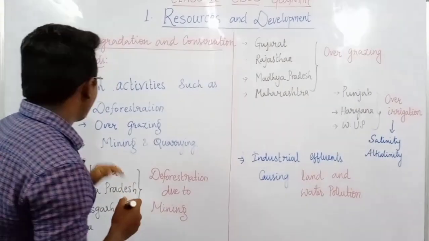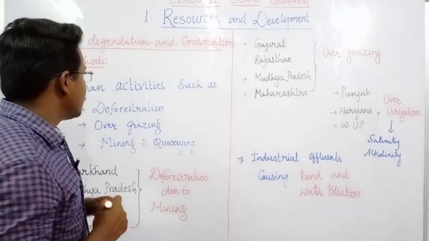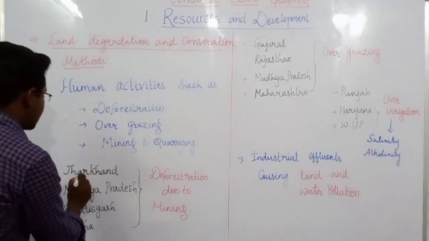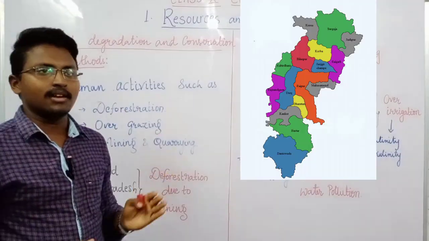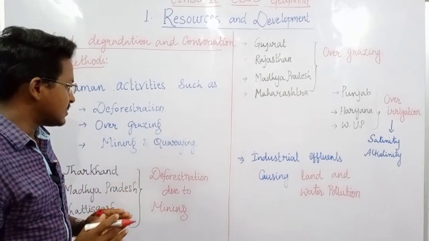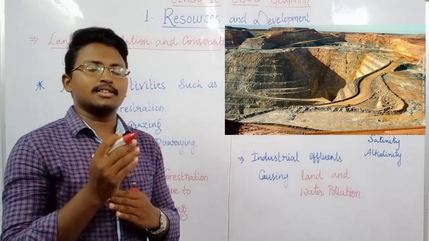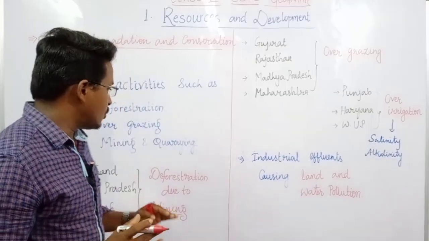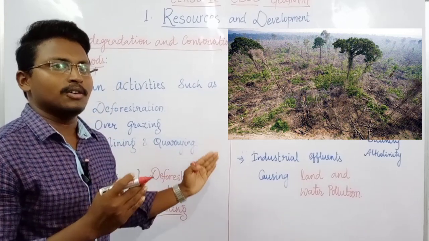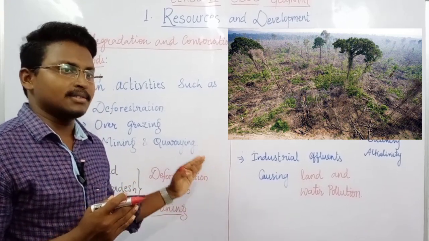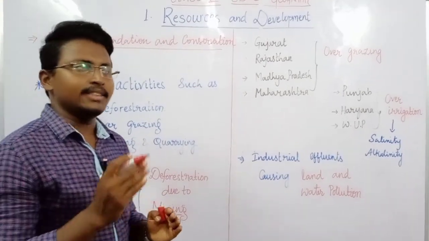For example, deforestation is happening in states like Jharkhand, Madhya Pradesh, Odisha as well as Chhattisgarh. In these states, over mining is taking place, and if you want to go for mining, you have to cut the trees. Therefore, because of mining, a lot of deforestation is taking place in these states. So because of this, the land is highly degraded in these states.